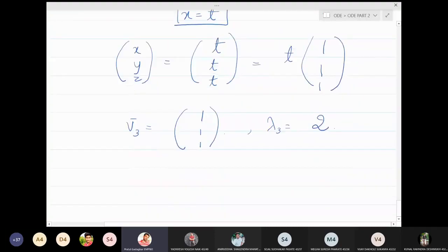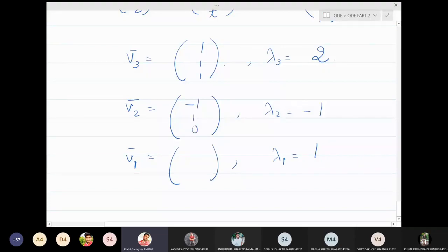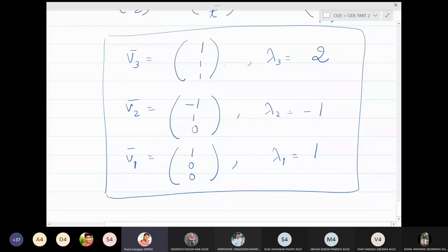So this means that when I write for the second eigenvector, lambda 2 was minus 1 and first eigenvalue was 1. What was the eigenvector? Let me just write down here. So the second eigenvector was minus 1, 1, 0. And I think the first eigenvector was 1, 0, 0. Okay. So these are the three eigenvalues and three eigenvectors. It is a lengthy computation.